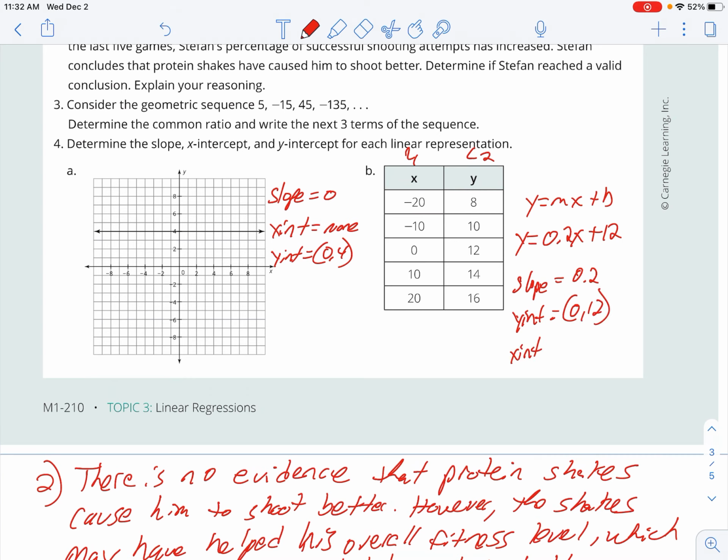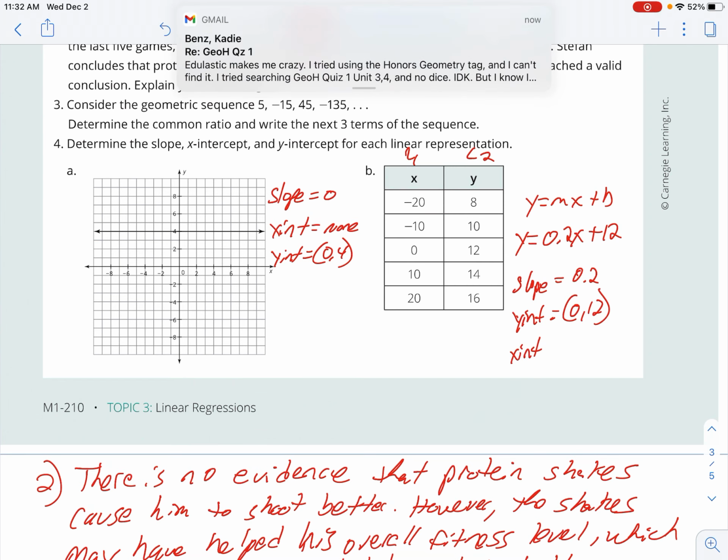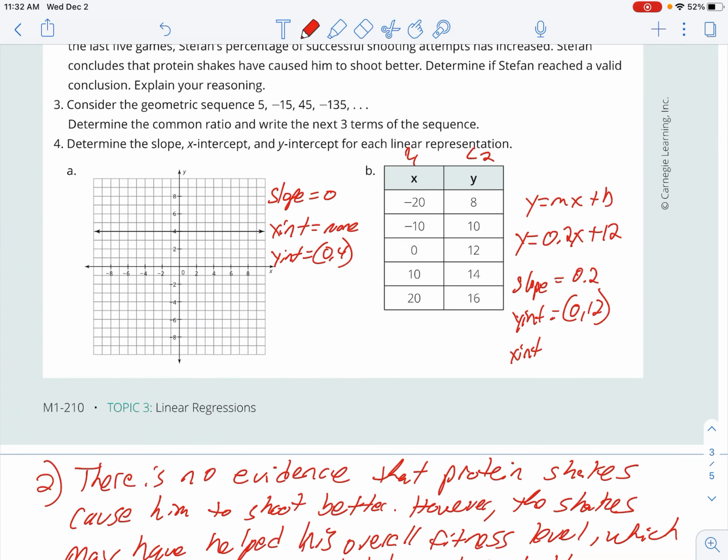Now the x-intercept we have to do a little bit of work for. To do that, what we need to do is replace y with 0 and solve that little bitty equation for x. So when I do that, I'm going to subtract 12 and divide by 0.2. And when I do that, I get x to be negative 60. Now, this is something we'll talk about more second semester. We're just trying to see where you're at.